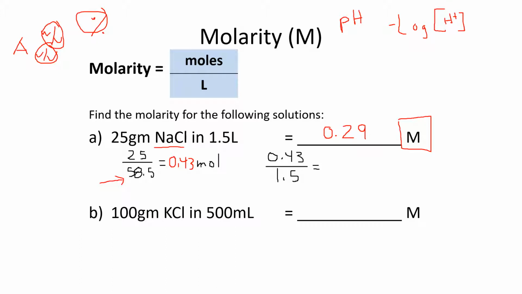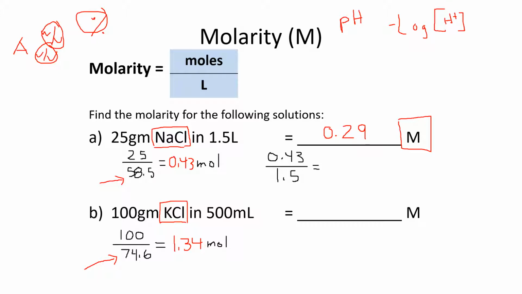For B, we'll do it the same way. First, we have to figure out the gram molecular weight for potassium chloride. Potassium chloride is 74.6 grams per mole. We have 100 grams of this. If you're on a low sodium diet, they're going to have you use potassium chloride as your salt substitute. So 100 grams of salt substitute, 74.6 grams per mole.